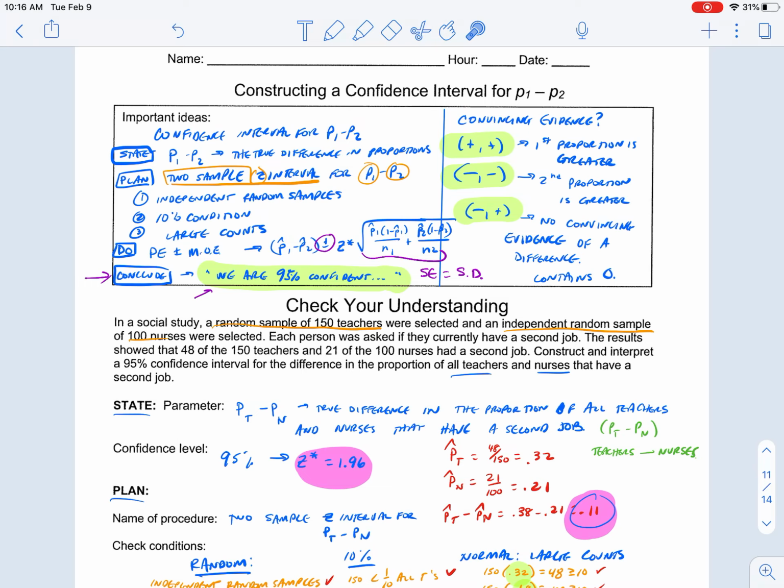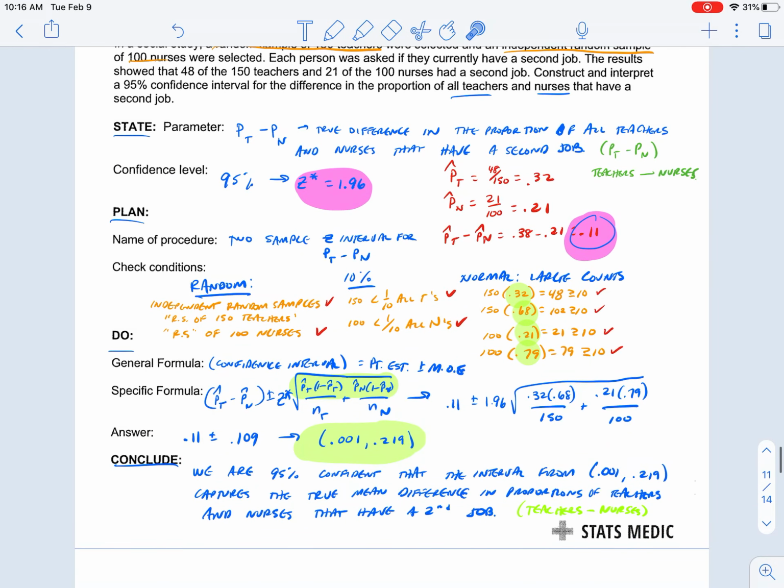So when we determine convincing evidence, we say if we have an interval that has 2 positives, then the second one is smaller than the first one. So the first proportion is greater, meaning anytime you subtract, the first one's the bigger one because you don't get to negatives. If they're both negative, it means the second proportion is greater because you're subtracting more than you had. And if you have this plus minus, this is the sweet spot where we have an interval that contains 0. So there is evidence that there could be no difference.